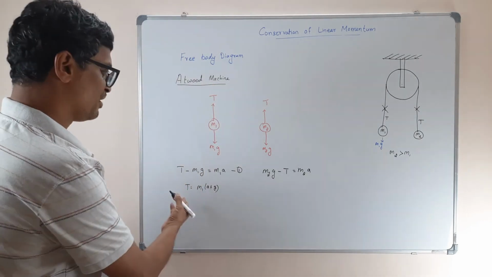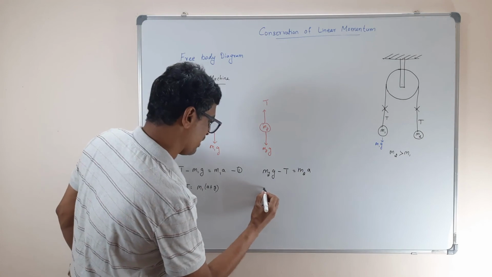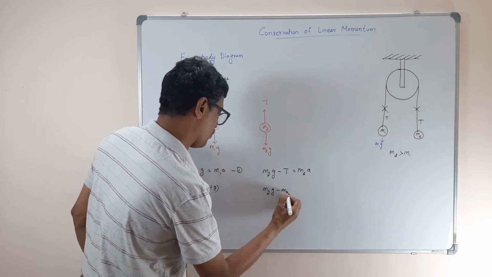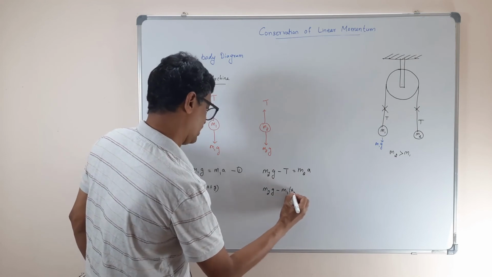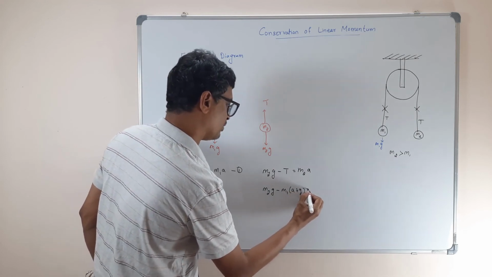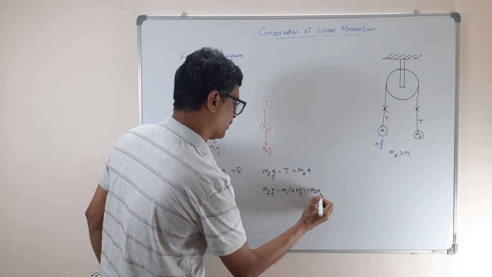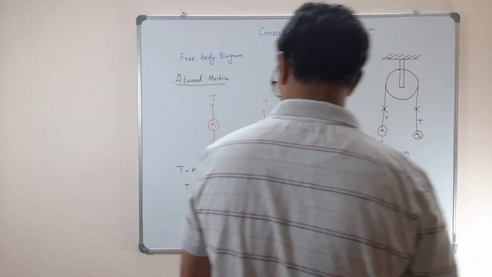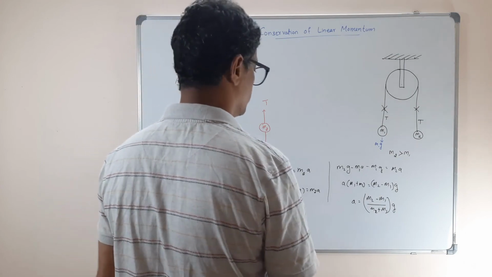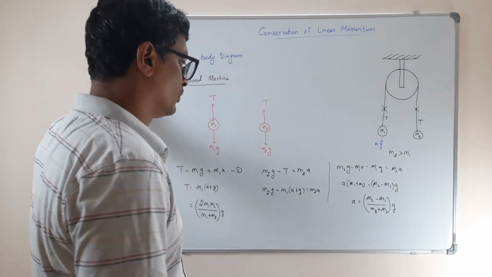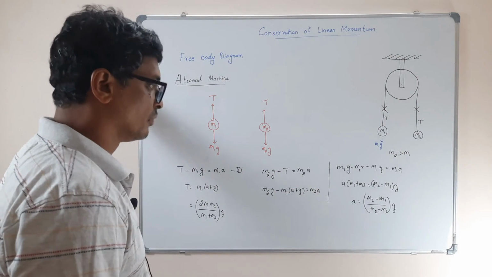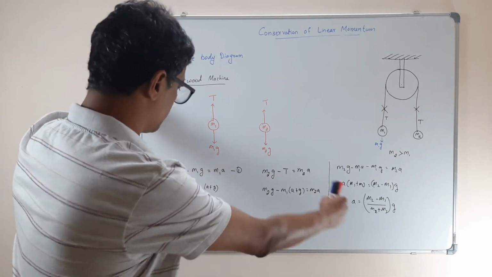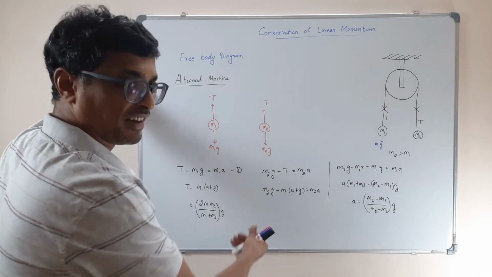Okay. So then we put the T there. So M2G minus M1(A plus G) equals M2A. Do it in your notebook and tell me what A is. What's the answer? A is equal to G times (M2 minus M1) divided by (M2 plus M1). And now substitute for the A here, you'll get back the same answer.